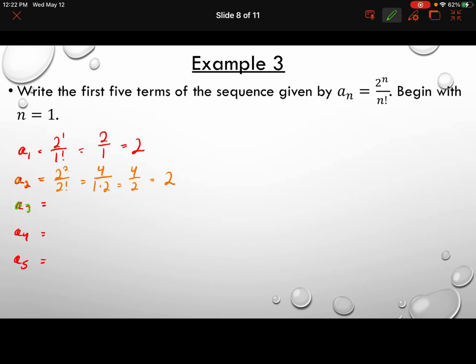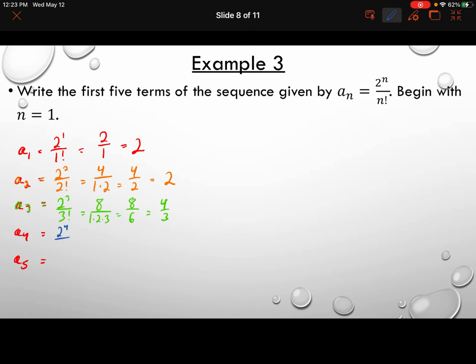A sub 3. So this gives me 2 cubed over 3 factorial. Well, 2 cubed is 2 times 2 times 2, so that's just 8. And 3 factorial is 1 times 2 times 3, right? The product of all integers from 1 to 3. So that'd be 8 over 6, which is just 4 thirds. All right? Next one, a sub 4.